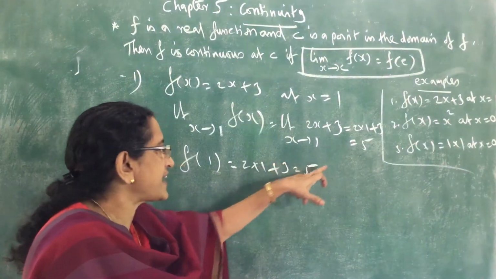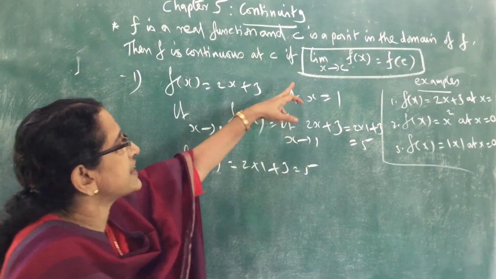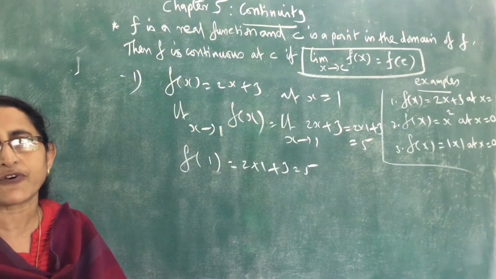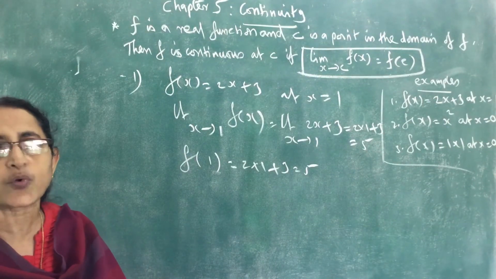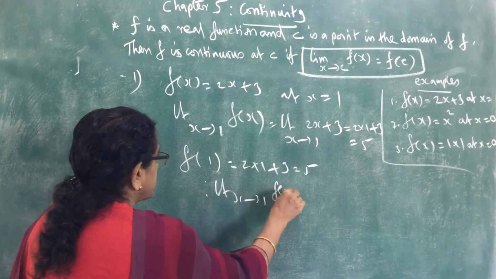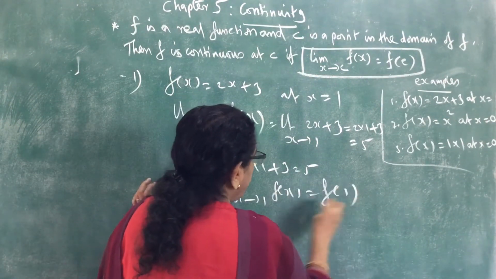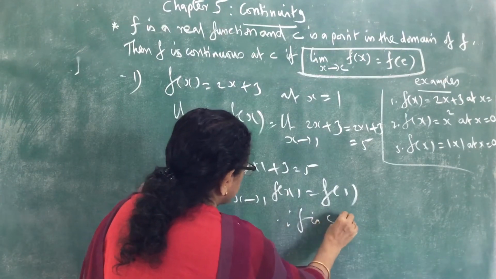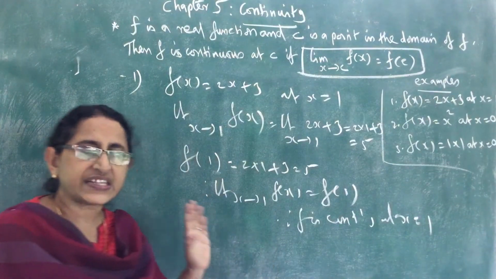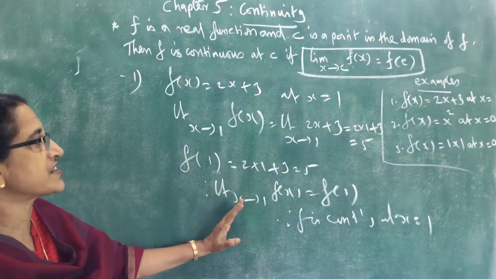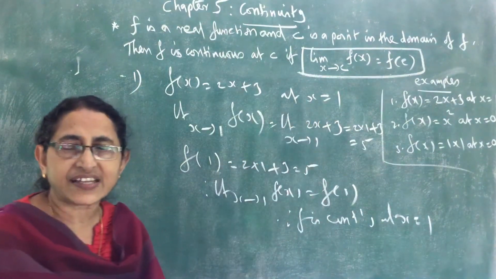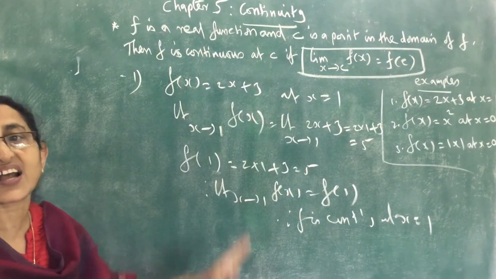So both LHS and RHS are equal. So we can say that this condition is satisfied. Limit x tends to c, f of x is equal to f of c. Both are equal. Therefore, we can write limit x tends to 1, f of x equal to f of 1. Therefore, f is continuous at x equal to 1. So we checked the continuity of the function f of x equal to 2x plus 3 at x equal to 1. So at x equal to 1, this given function is continuous.